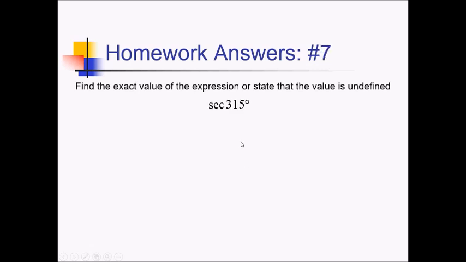For this problem, we've got secant of 315. Reference angle on this, we're 45 degrees away from 360. And secant behaves like cosine. X values are positive to the right of the y-axis in quadrant 4 here. So this is going to be secant of 45, if I rewrite this with a reference angle, positive secant of 45 degrees.